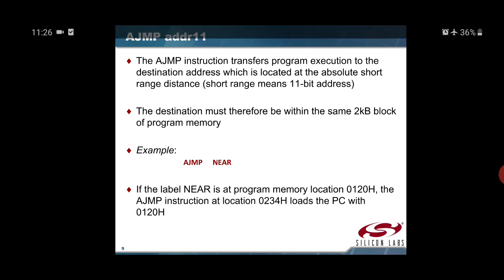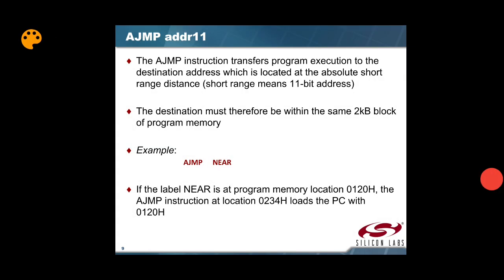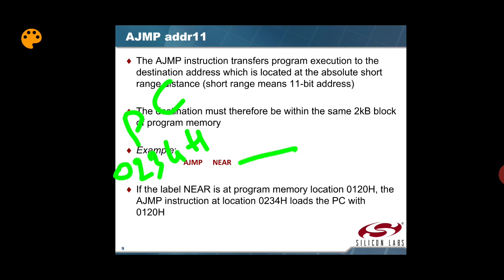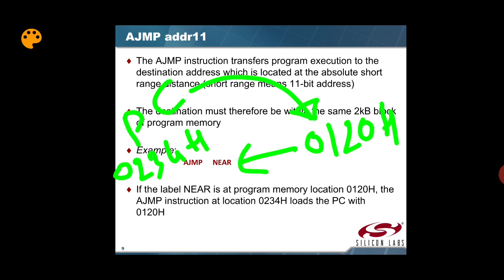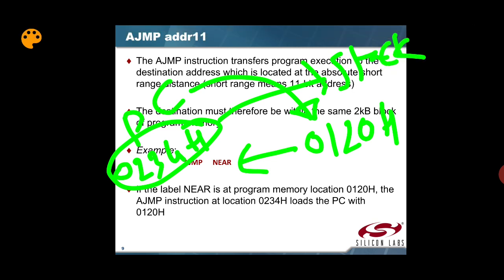My AJMP is stored at 0234H, meaning PC will be loaded with 0234H. Now whenever it sees it, it has to go to the location called 0120H, meaning PC will be loaded with this address. Where will this go? It will go onto the stack. After completion, again it will take from the stack, and it will be loaded into the PC.